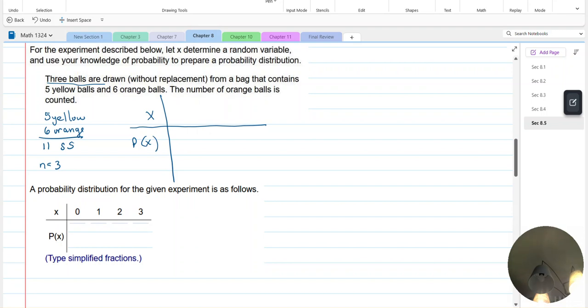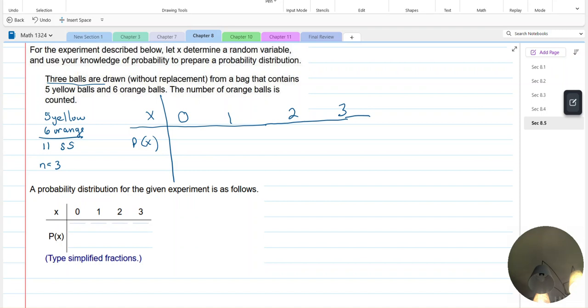All right. So out of the 3 balls, and we're talking about oranges, we can have 0 orange balls, 1 orange, 2 orange, or 3 orange. Okay. Those are all the possibilities for this. So now we want to construct our probability against that X variable.